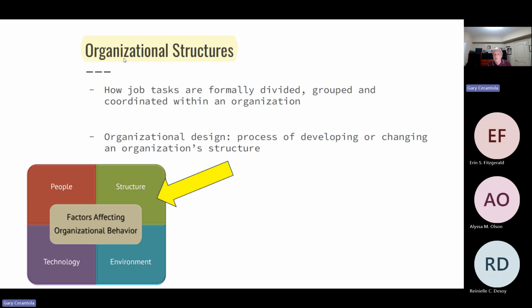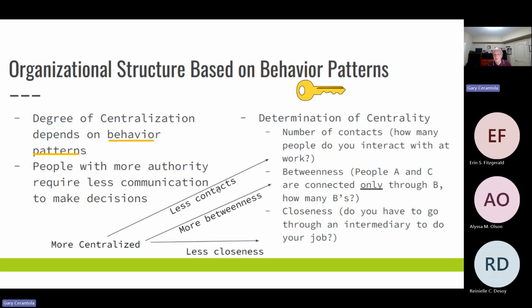But all it comes down to, on organizational structures, from the people, the technology, the environment, and structure, is the process of developing and changing that needs to deal with the factors affecting organizational behavior. That's what that's all about.